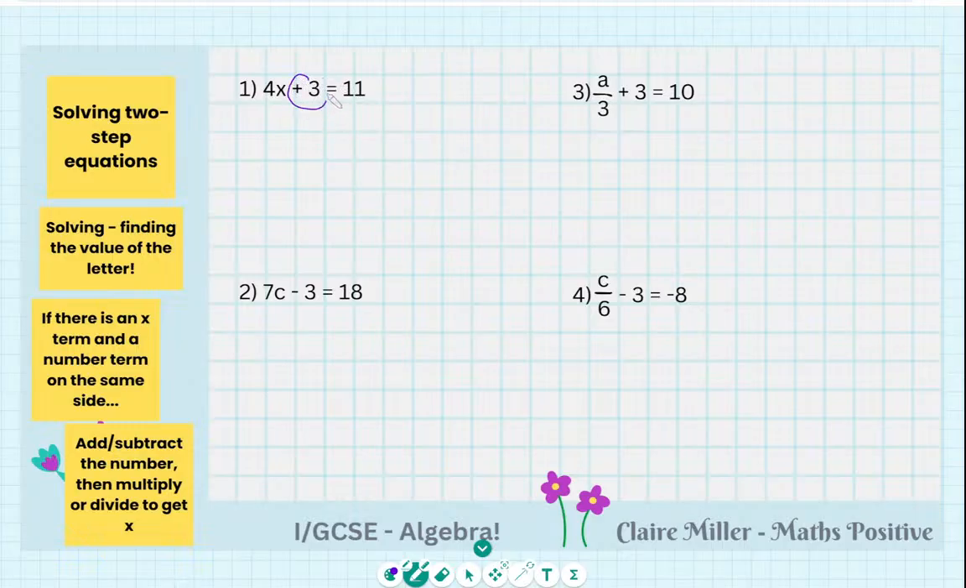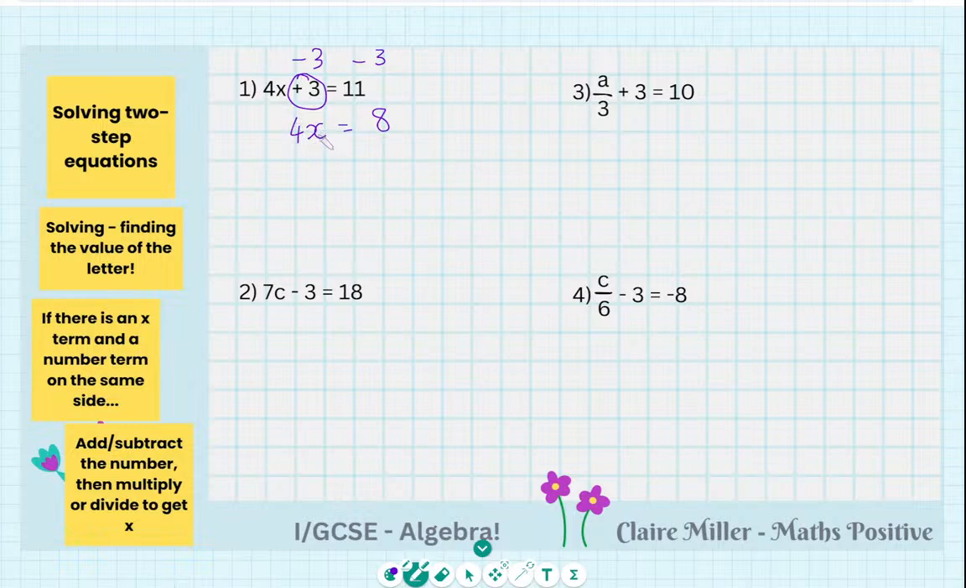So here we've got a plus 3. I'm going to take 3 away to cancel that out. So we have just 4x on this side, because plus 3 take away 3 is 0. So I'm going to take 3 off the other side as well. Whatever we do to one side, we always do to the other side. So I'm going to end up with 4x on the left, 11 take away 3, so that's 8 on the right.